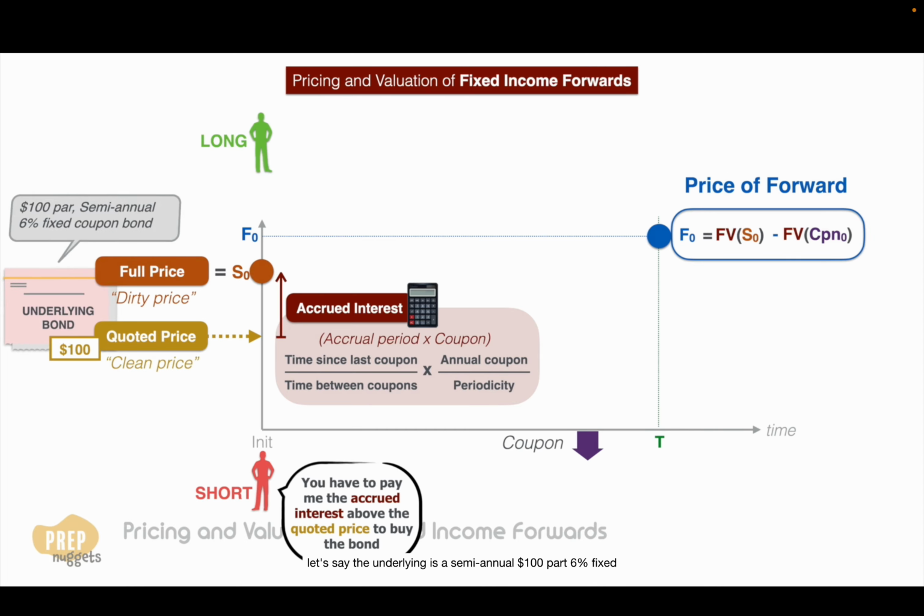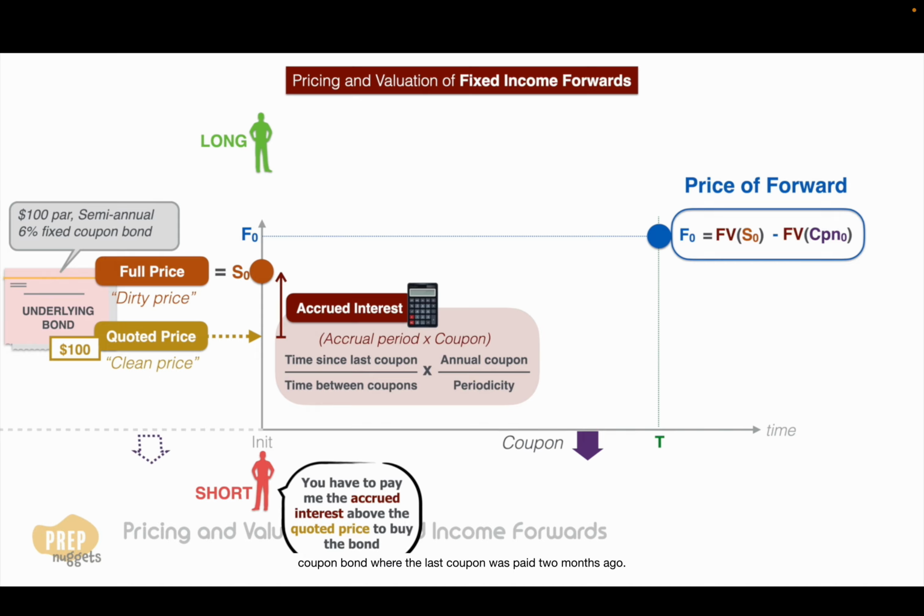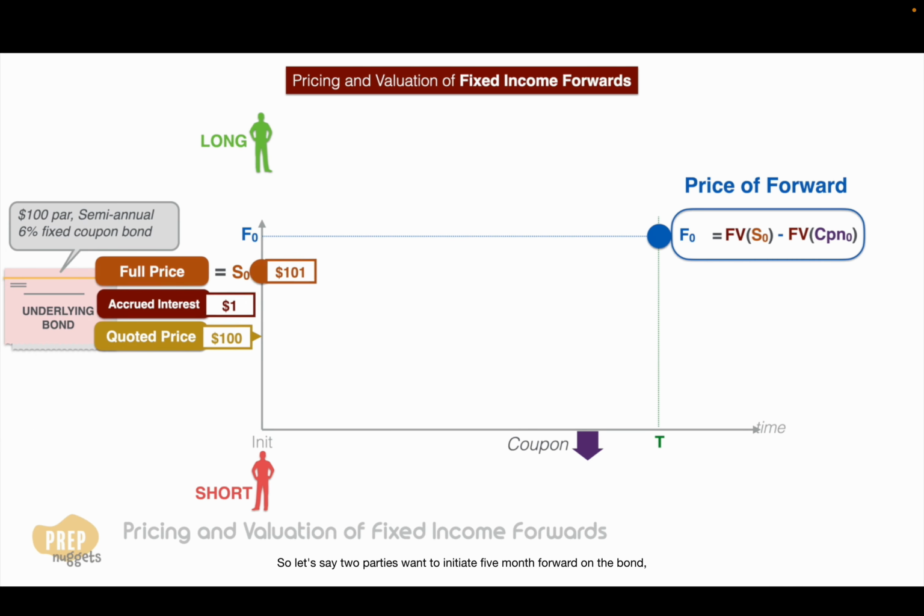For example, let's say the underlying is a semi-annual $100 par 6% fixed coupon bond where the last coupon was paid 2 months ago. The accrued interest would be $1. If the quoted price of the bond is $100 at initiation, the full price and spot price would be $101. So let's say two parties want to initiate a 5-month forward on the bond. The next coupon of $3 would be paid to the short at the 4th month from initiation. This is 1 month away from the expiration of the forward.